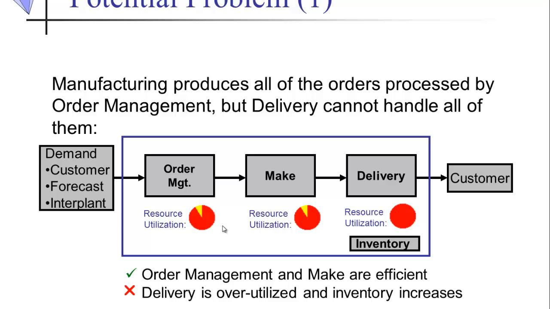But in the long haul, we just have to balance out the resources, or another possible alternative is to slow demand down. Normally not something that you want to do, but it is an option. So delivery is overutilized, inventory increases, and the product is not delivered on time, therefore the system fails. Does that make sense to you?